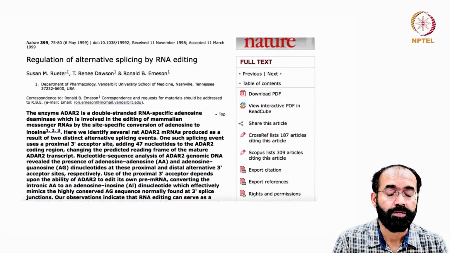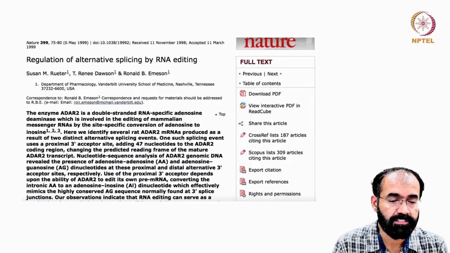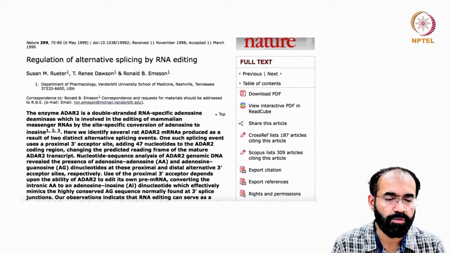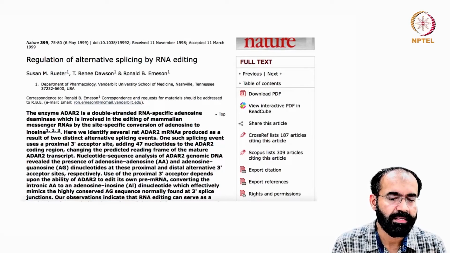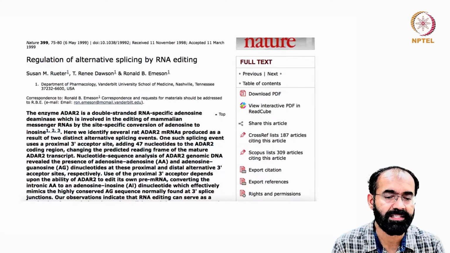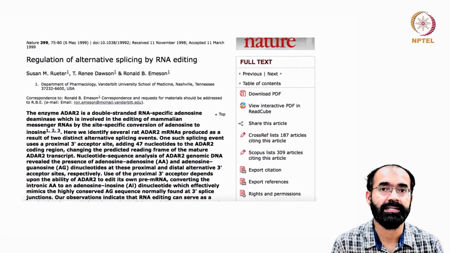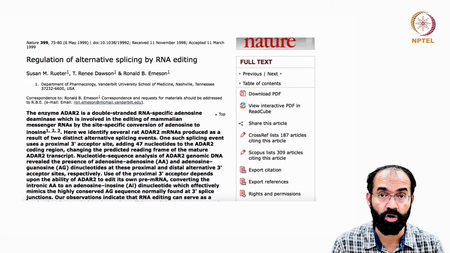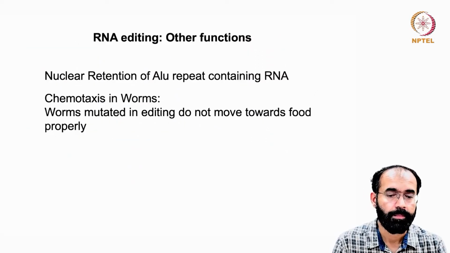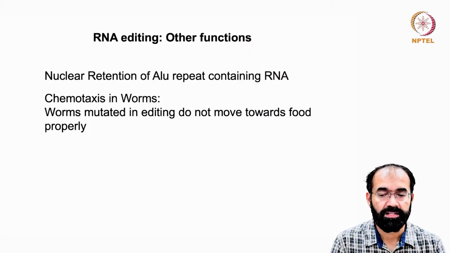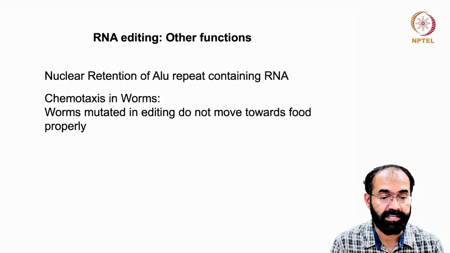Now you can also read this article that was published in Nature almost 21 years ago, on regulation of alternative splicing by RNA editing. It's a very interesting article. Those who are interested can read it and get more insight and deeper knowledge about the subject. Let us see what the other functions of RNA editing are.